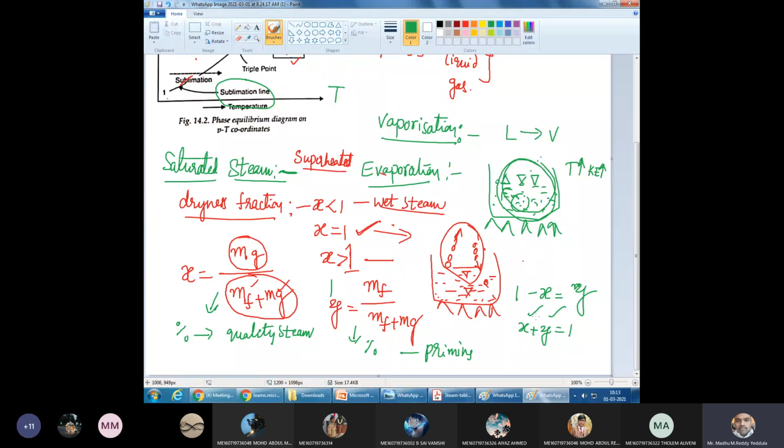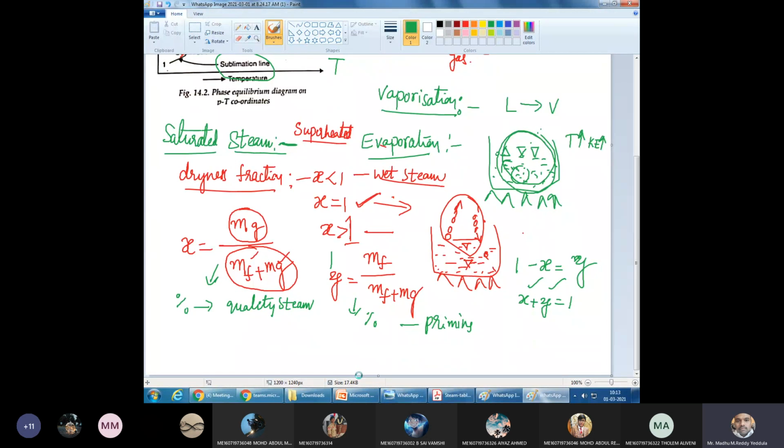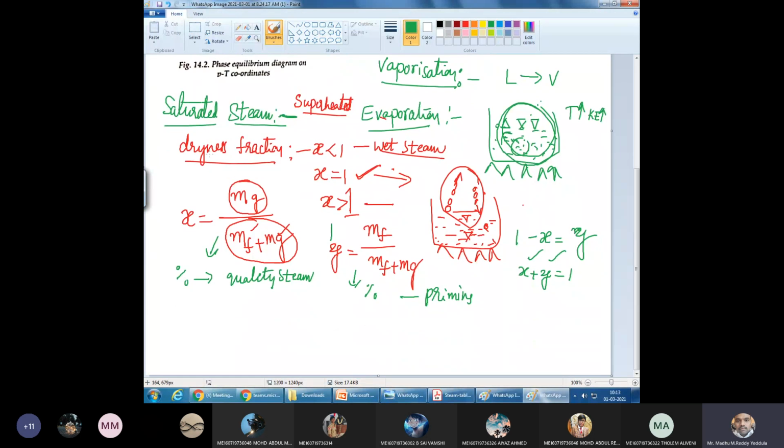And if you heat the saturated steam, what will happen? It will be converted into superheated steam. Therefore we can define superheated steam: steam becomes superheated at a given pressure if its temperature is higher than the saturation temperature. As you remember, the entire formation of steam, starting from ice to steam, takes place at constant pressure.